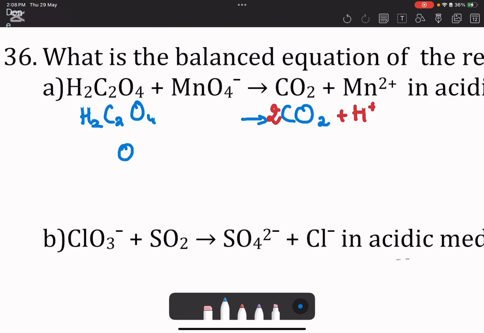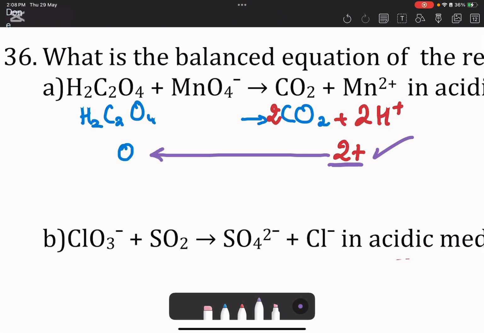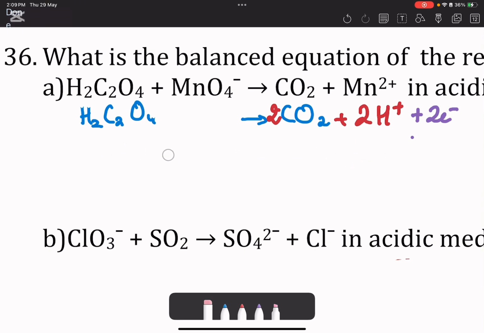And here it's 2H+. So don't forget to multiply 2H+ because here I have H2. Don't forget to multiply the charge by the coefficient. Now, this is the side with the higher charge. So you have to add electrons to drop it to 0 to make the 2 sides equal. So I'm gonna add 2 electrons on this side. And I'm done with the oxidation half of this equation.